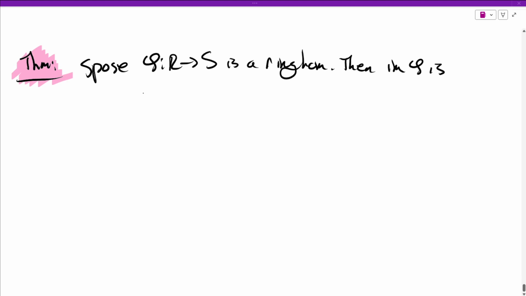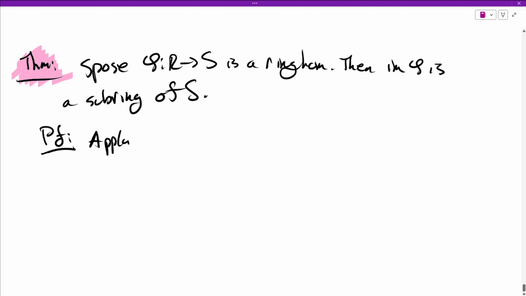So suppose you have a ring homomorphism, which I'm again abbreviating as ring hom for short. Then the image is a subring of what? Well, of S. And let's prove it. All right, so we're going to apply the subring test. If you've forgotten the subring test, go look at it real quick to make sure we're doing the right thing.